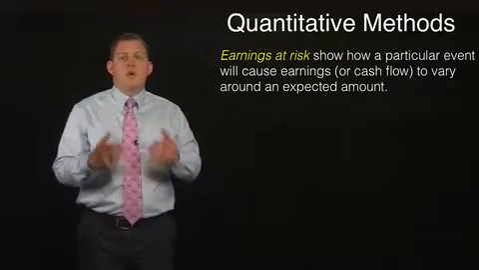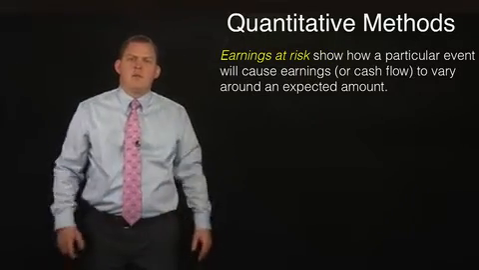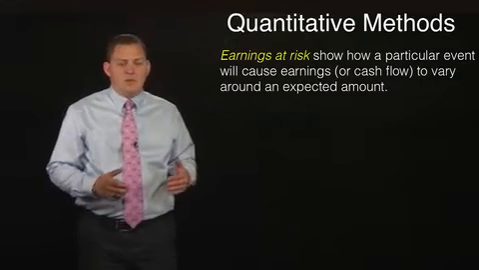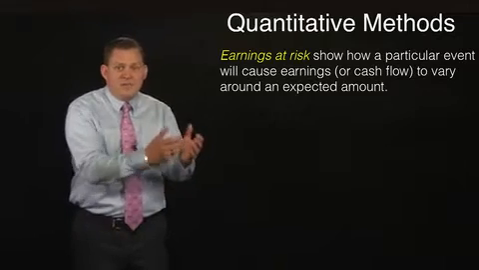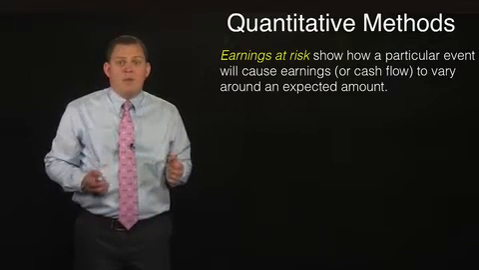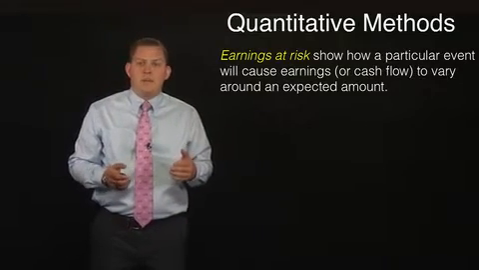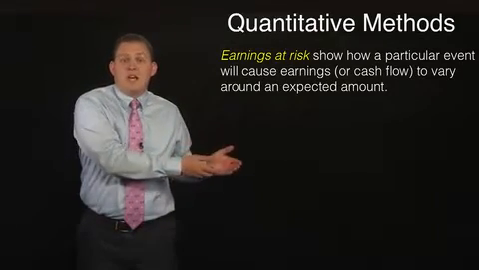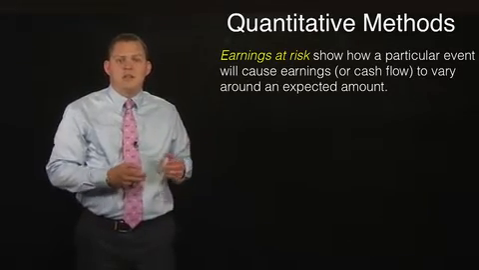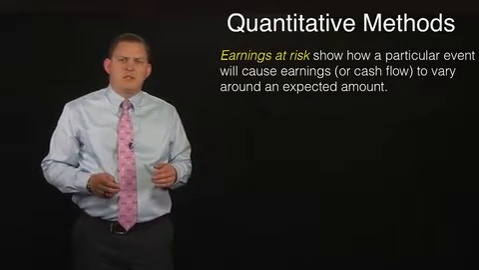Next, we talk about earnings at risk. What this concept means is the firm engages in a what-if scenario. If this event happens, what will happen to our earnings? For example, if a division is struggling and the firm decides, well, we may lose that division and need to close it, how will that affect our future earnings?